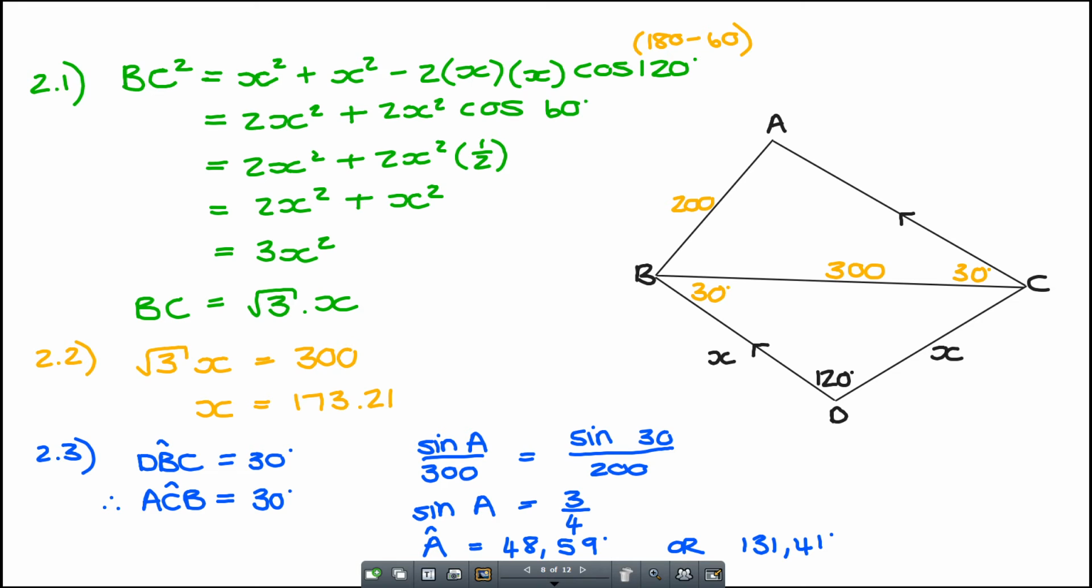But it's because sine will be positive. If it was, let's say, cos, then you don't even have to worry about the second.